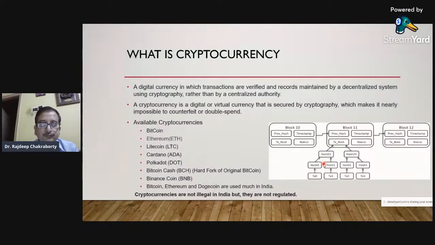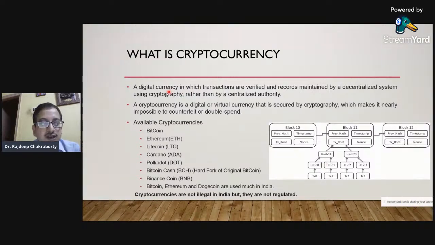Okay. Now coming to the second part, which is cryptocurrency. So I am covering cryptocurrency here. There are various other applications too. One of the applications is supply chain management. Okay. So now, what is a cryptocurrency?